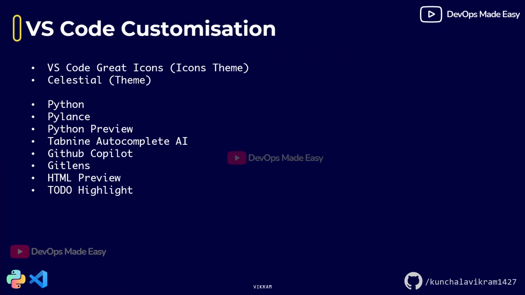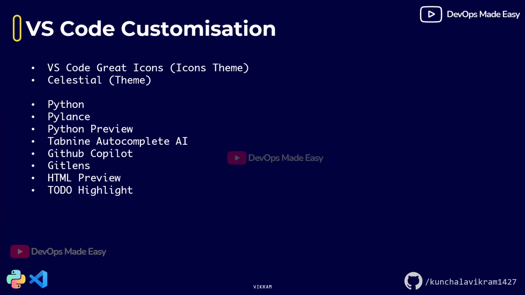Now these are the various customizations that we are going to do in the VS Code. First we are going to set the icons theme as well as the overall theme of your VS Code, and then install various Python related plugins, including auto completion plugins like Tabnine and GitHub Copilot. And we'll also see how to install GitLens. Basically we'll also be pushing our source code to the GitHub repository, so we'll also need Git included in the VS Code. By default some of these plugins get installed with the VS Code, or if they are not there, we are going to install them manually.